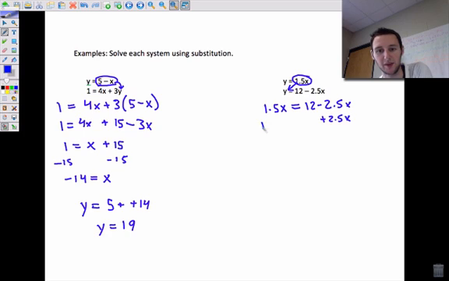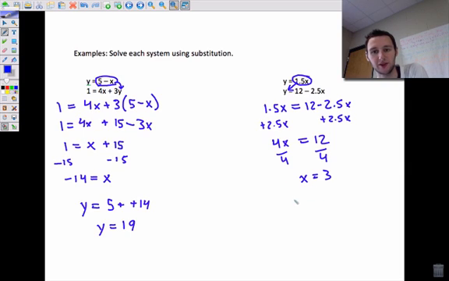Plus 2.5x on that side, plus 2.5x on that side. This gives us a total of 4x equals 12. And divide each side by 4, and x equals 3. So 3 is the x-coordinate for the solution here. I'm just going to go ahead and substitute that back into the original equation. y equals 1.5 times x, which we know is 3. And 1.5 times 3, y equals 4.5. So our solution is 3, 4.5.